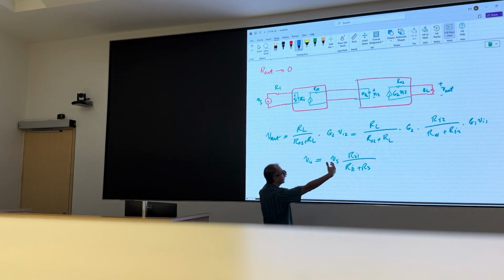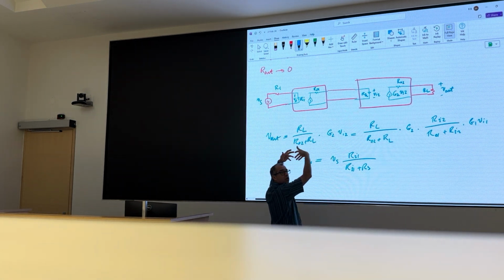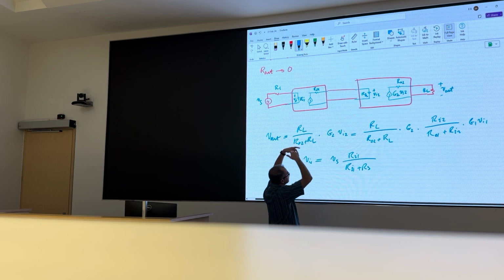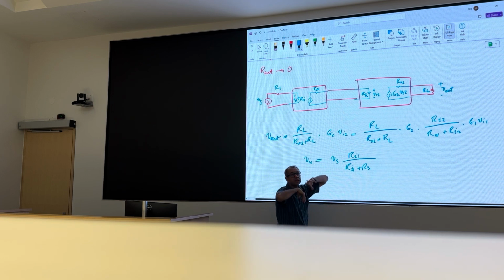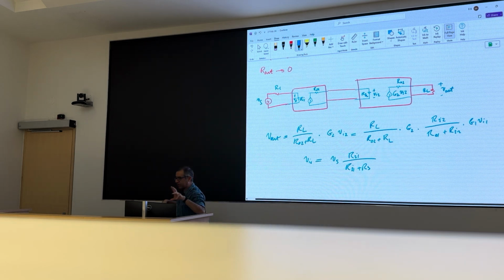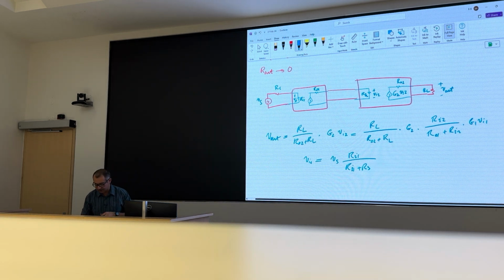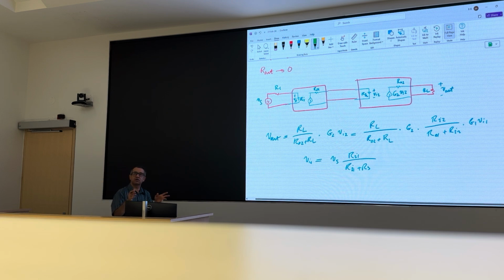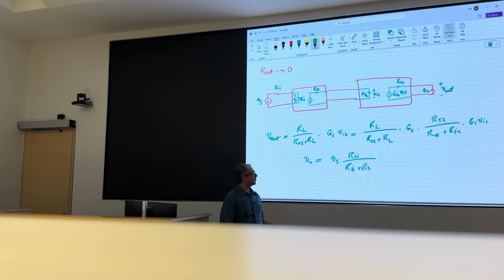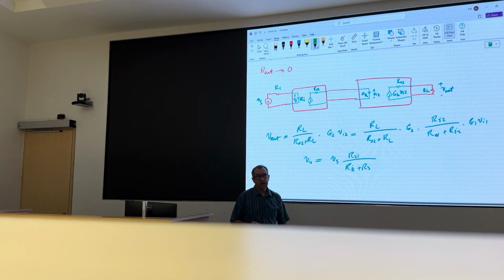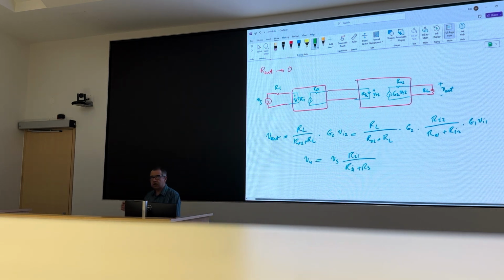A second amplifier that you connect after the first one loads the first one. How much? Well, it depends on the ratio of Ri2 and Ri1. So if I'm designing a chain of amplifiers, which I usually have to do, because in most cases I cannot get the job done with just one stage, I usually have to have a few stages of amplifiers. They are going to load each other.